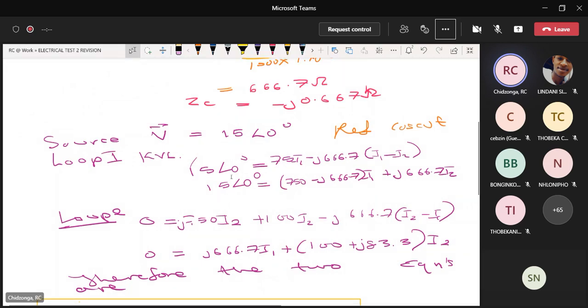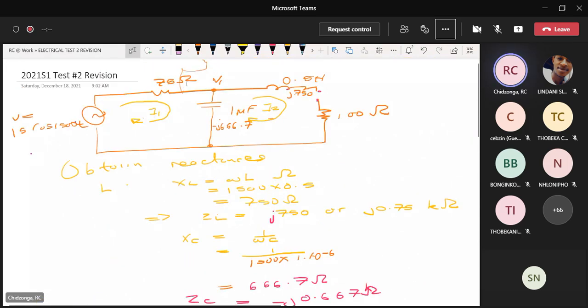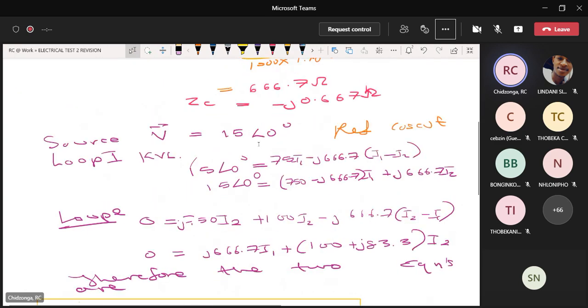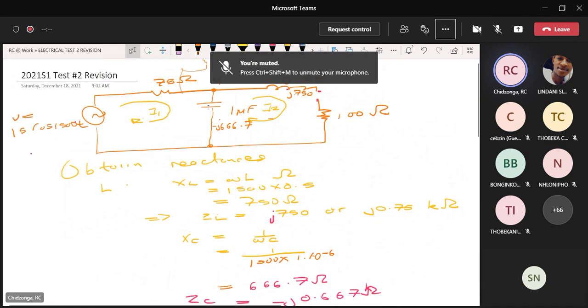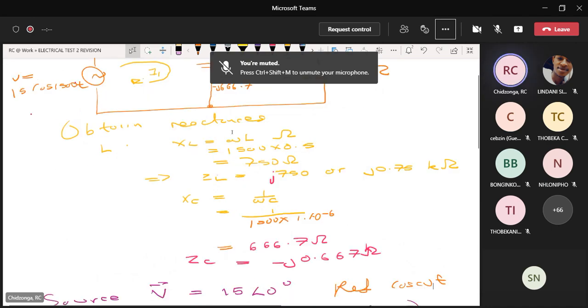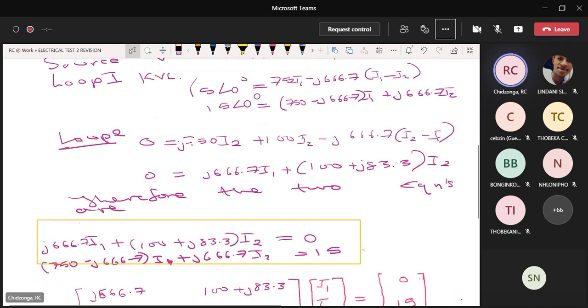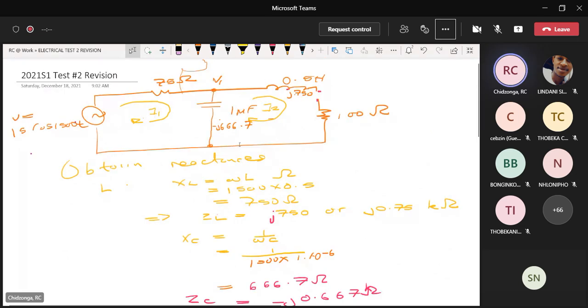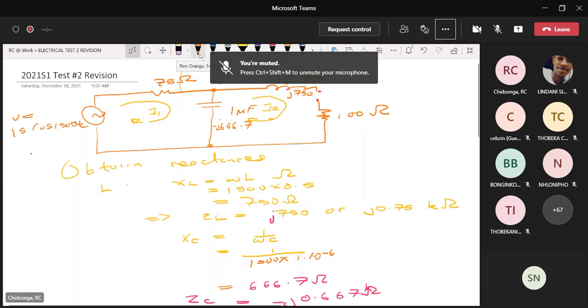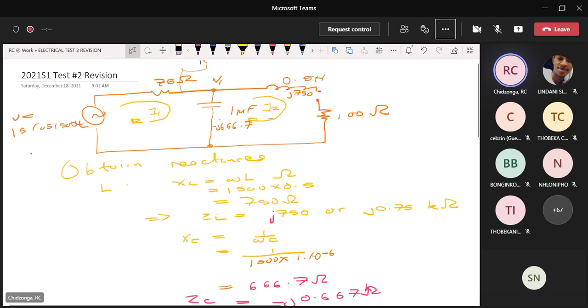15 angle 0 is equal to the drop here, which is 75 times I1, and then times this impedance, which is minus j666.7, the net current flowing in this direction, right?